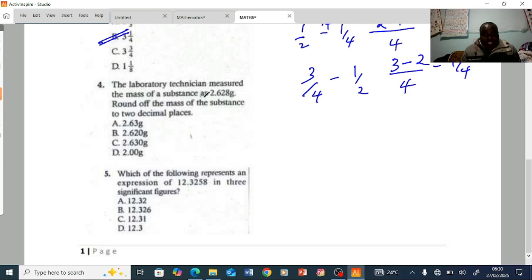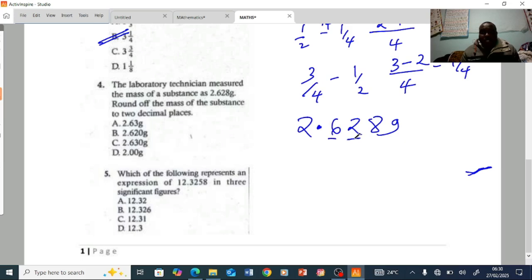The laboratory technician measured the mass of a substance as 2.628 grams. Round off the mass of the substance to 2 decimal places. From the decimal point, count 2 decimal places. So we have 1, 2.